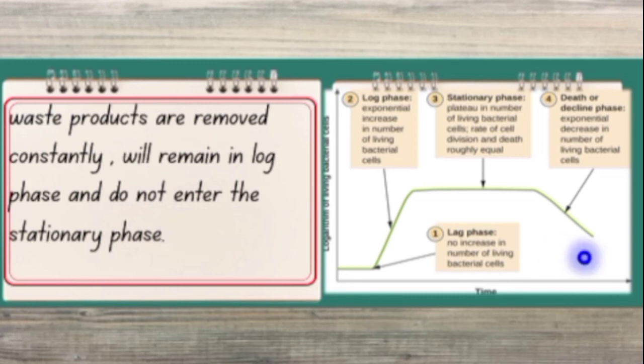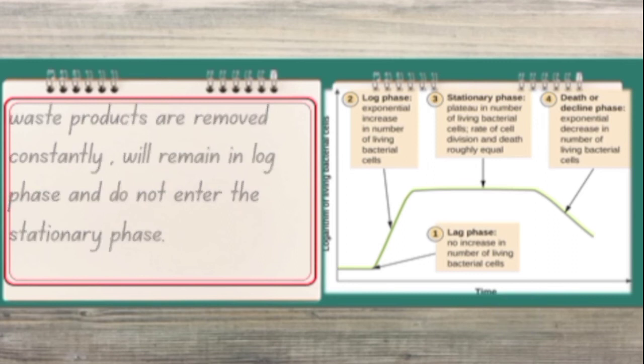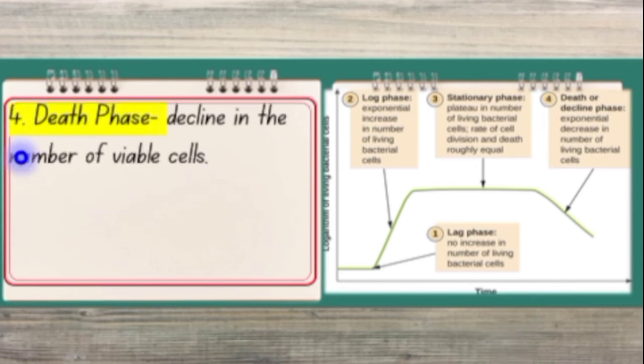existence. Now after the stationary phase, there is what we call the death phase. During this phase, class, there is an exponential decrease in the number of living cells. So there is a decline in the number of viable cells. So those are the four phases of the growth cycle of bacteria.